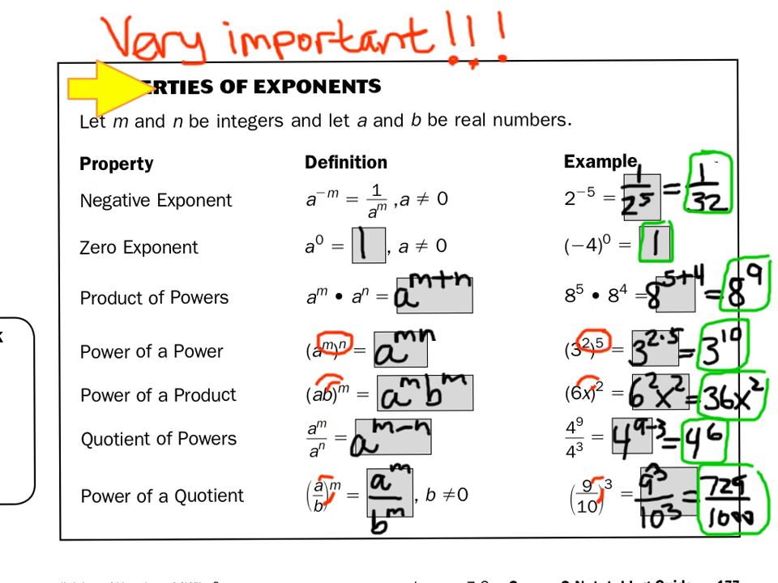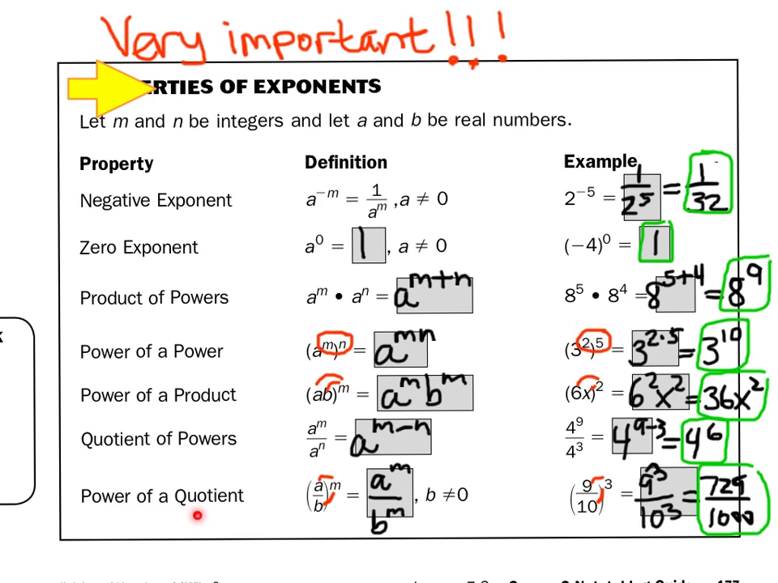When it's quotients, okay, so it looks like a fraction. If I had a to the m over a to the n, when the bases match, copy the base, and then just subtract the powers, m minus n. You always have to go the top minus the bottom. So take a look here. If I had 4 to the 9th over 4 to the 3rd, when the bases match, copy the base, the 4, and then just do 9 minus 3. So that would be 4 to the 6th power.